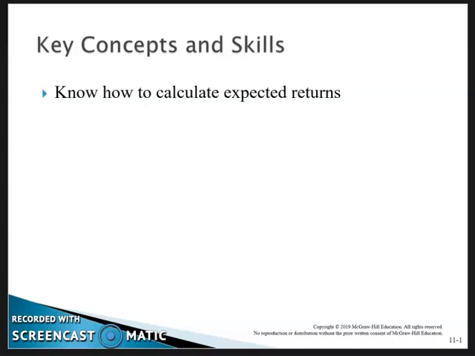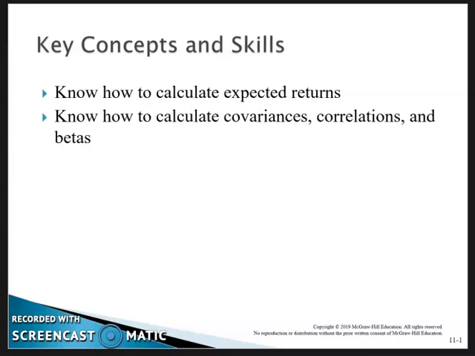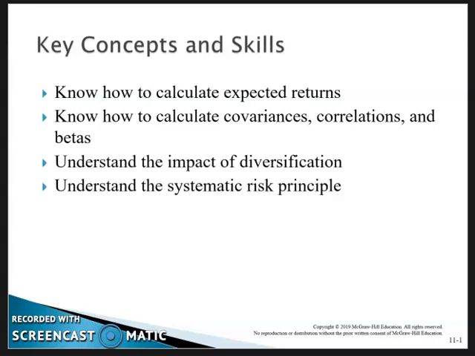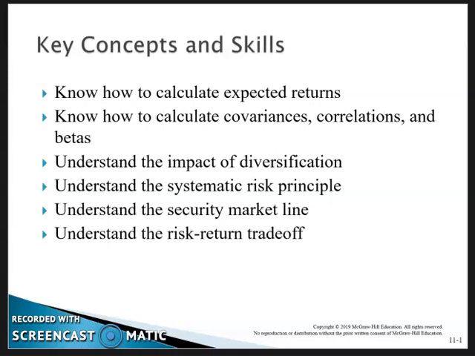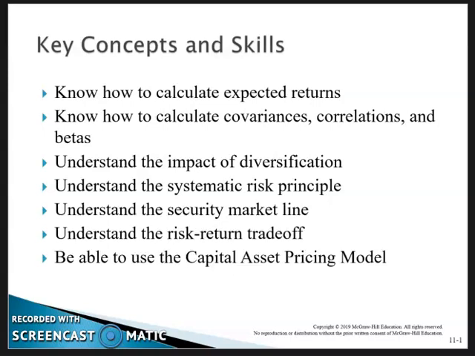So learn how to calculate expected returns, calculate covariances, correlations, and betas. These covariance, correlations, and betas are just an extension of standard deviation and variance. We're going to understand the impact of diversification, the systematic risk principle, and talk about the security market line, the risk return trade-off. Then finally, we're going to learn how to use the capital asset pricing model.